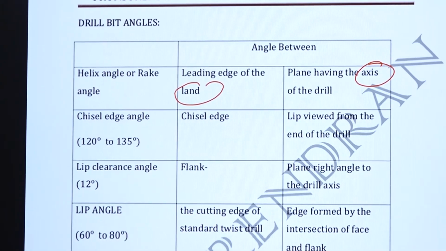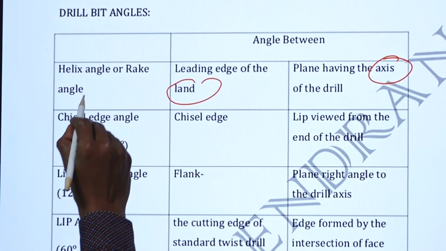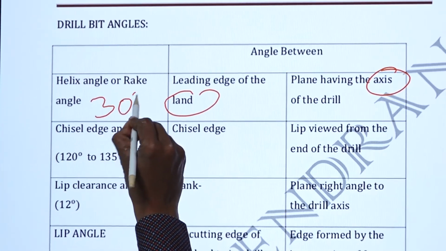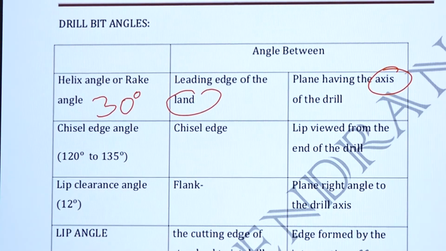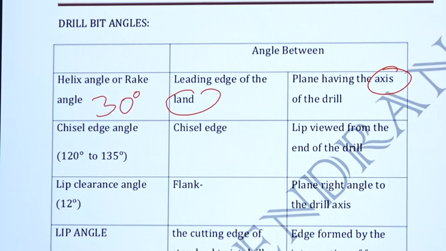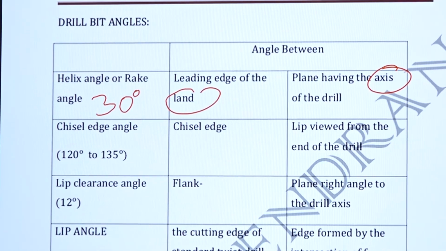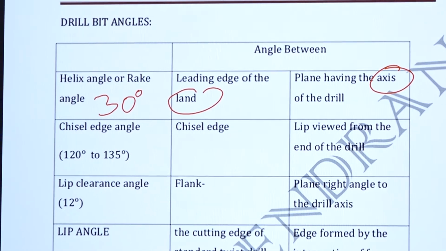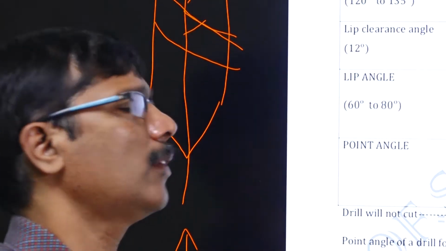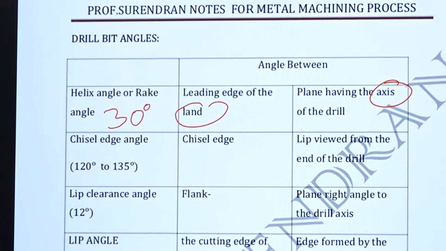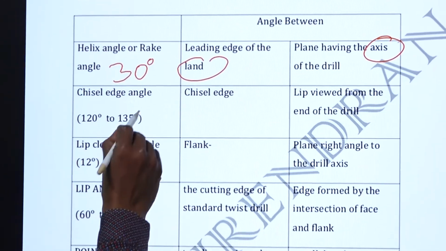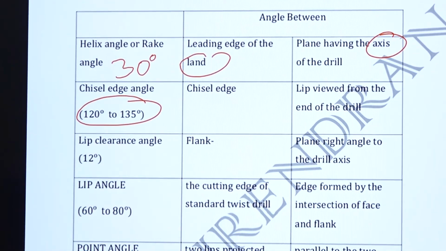Chisel edge angle is usually this helix angle, which is equivalent to the rake angle in a single point cutting tool, and the normal value is 30 degrees. The chisel edge angle is the angle between the chisel edge and the lip, viewed from the end of the drill. It is 120 degrees to 135 degrees.